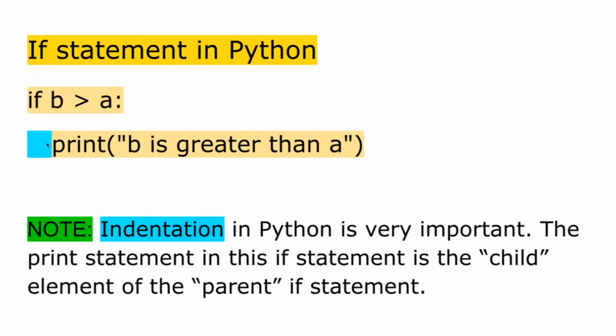And note, if you see here, I added an indentation. I did not just put print at the same alignment as the if. Indentation in Python is very important. The print statement in this if statement is the child element of the parent if statement. So this print statement is under the if statement. If I don't add an indentation, it'll mean they're two separate programs, but we want this print statement to be part of this if statement, so technically it's a child of this parent if statement, if that makes sense.